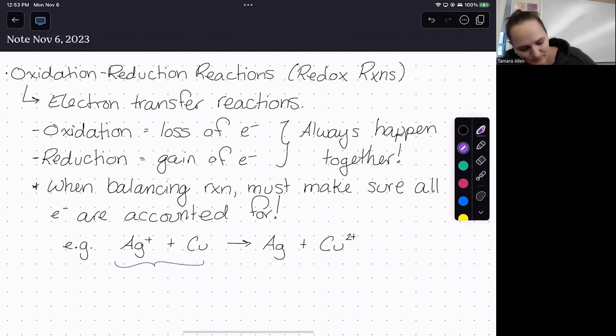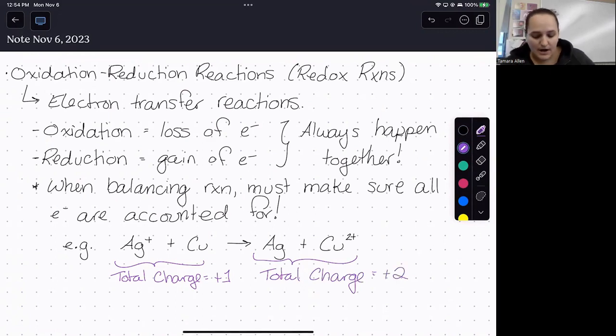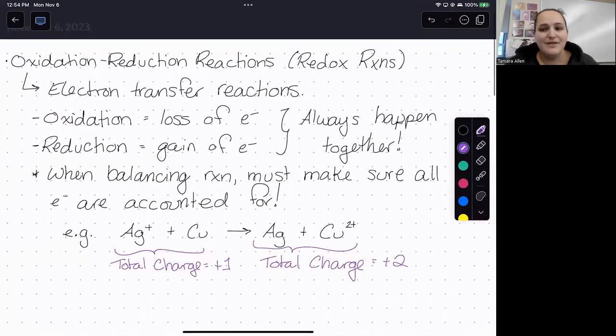Over here, the total charge on all of my reactants is +1. I have a +1 on the silver and 0 on the copper. On the right side, I have 0 on the silver and +2 on the copper. So the total charge on the right is +2. We can see that they're not the same. In a balanced reaction, they must be the same. The total charge on the reactants must equal the total charge on the products.